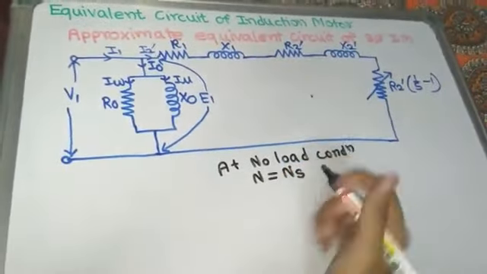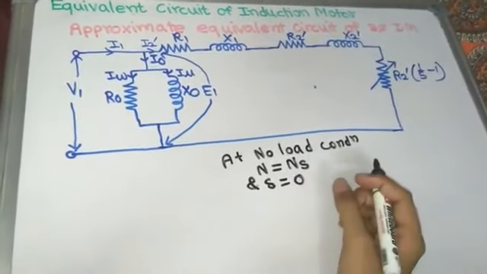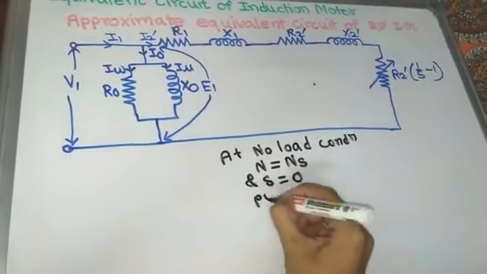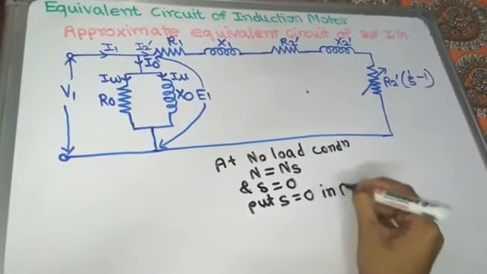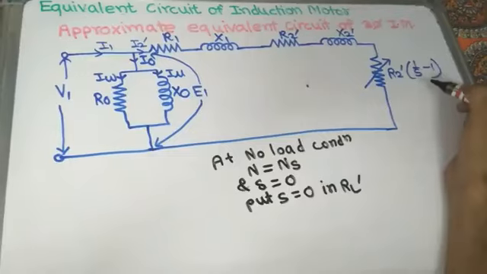So when N equals Ns, slip S is equal to 0. We have already seen this in the last lectures. So now put S equal to 0 in RL dash. This is your whole RL dash. So put S equal to 0 here.